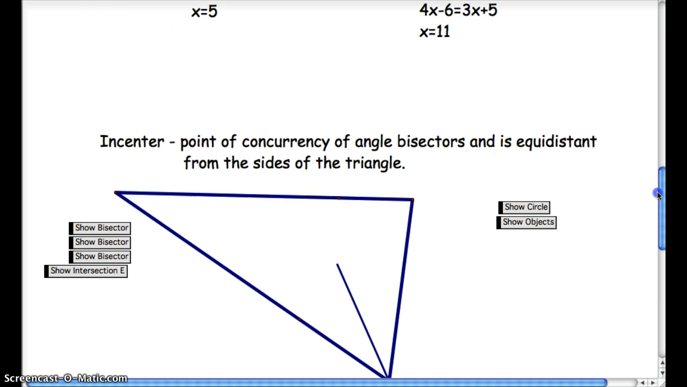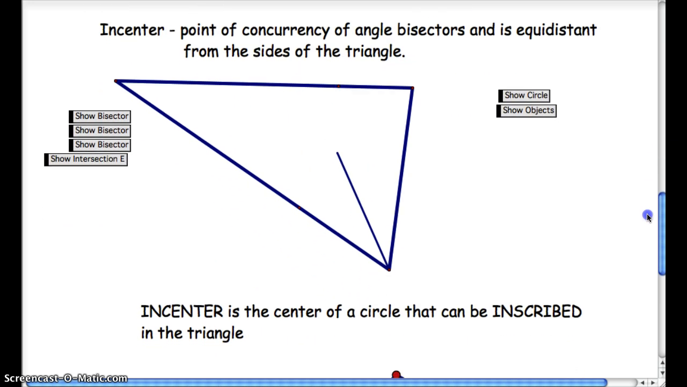Okay. Now, yesterday we learned about a point of concurrency. We also learned about a circumcenter. Now we're going to learn about an incenter. An incenter is a point of concurrency of an angle bisector and is equidistant from the sides of the triangle. So essentially what we're doing is finding a point where all three lines intersect, right? Because when lines are concurrent, that means three or more lines intersect at the same point.